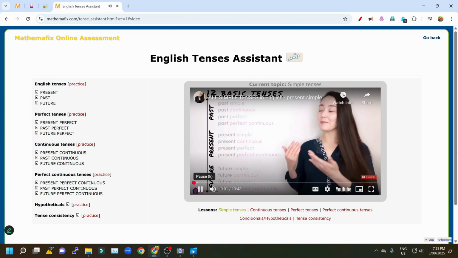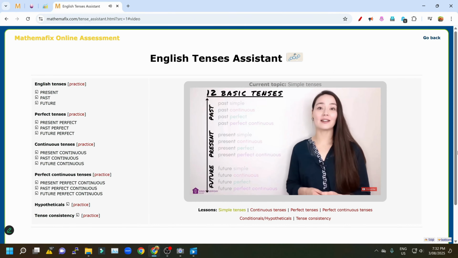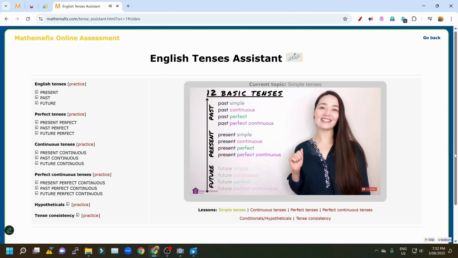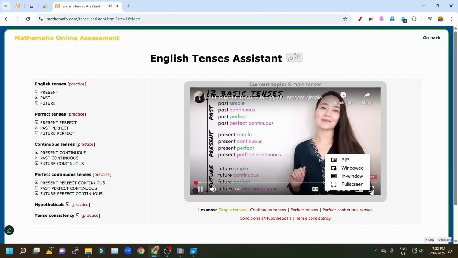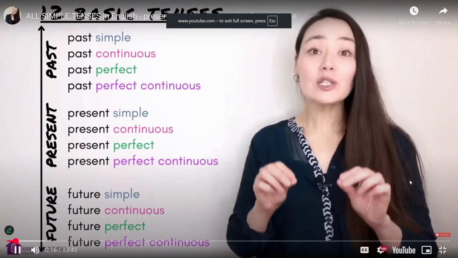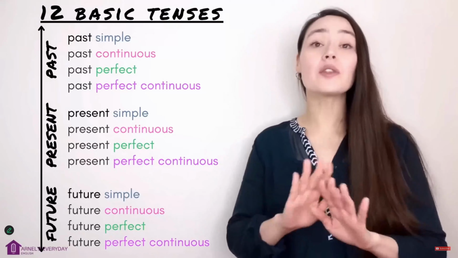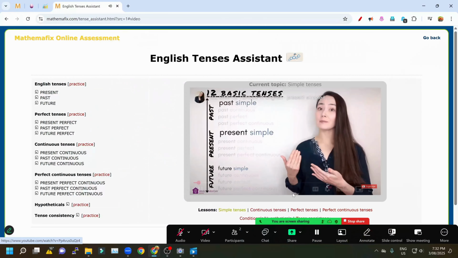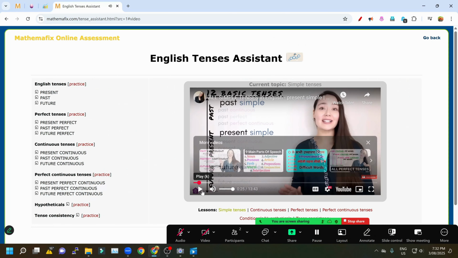There are 12 basic tenses in English. We have the present tenses, the past tenses, and the future tenses. I'm sure you've seen all of these before. In today's lesson, we are going to focus on the simple tenses: present simple, past simple, and future.